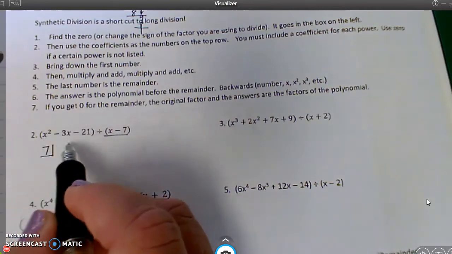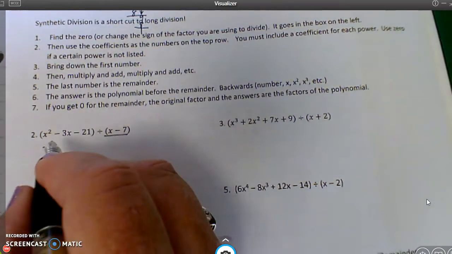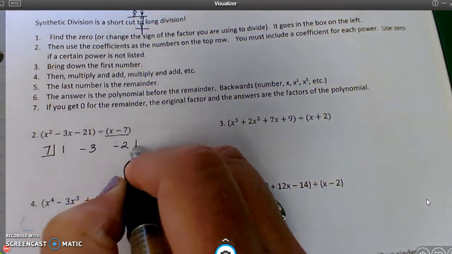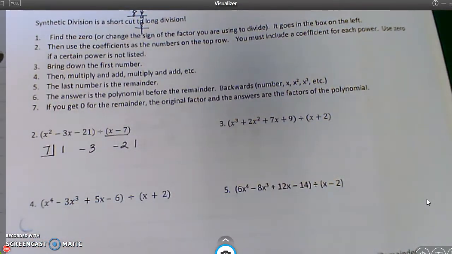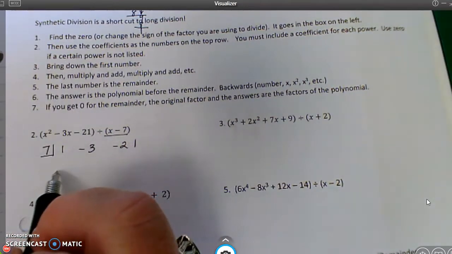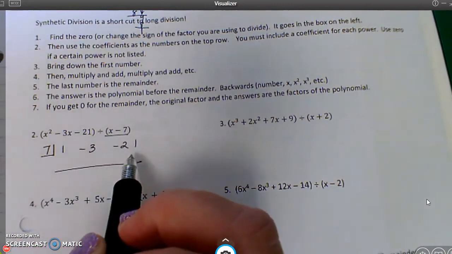If there was something missing, I would have to put a 0 in its place, kind of like a placeholder. Okay, I'll show you that when we get to one like that. So we're just going to put 1, -3, and then -21. Okay? Draw a little line and leave a space because we're going to write some things here.